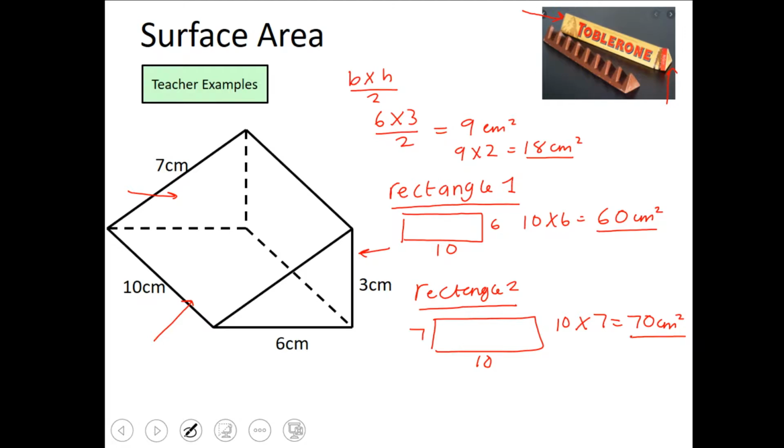And the last rectangle we have to work out is this one at the back, and that is going to be rectangle 3. And that rectangle is 10 centimeters by 3 centimeters, which gives you 10 times 3, which is 30 centimeters squared.